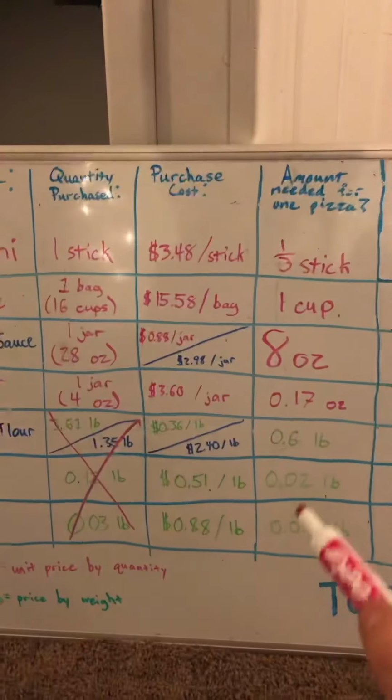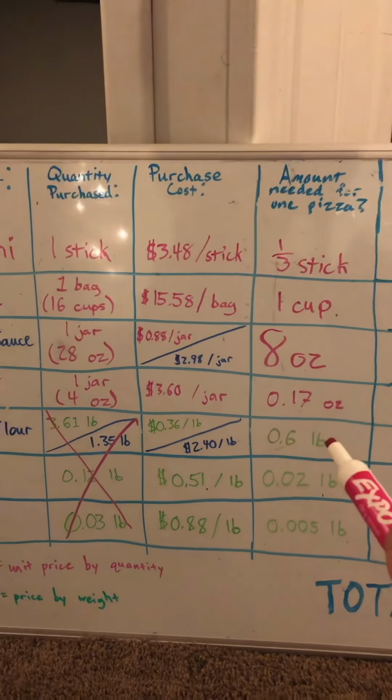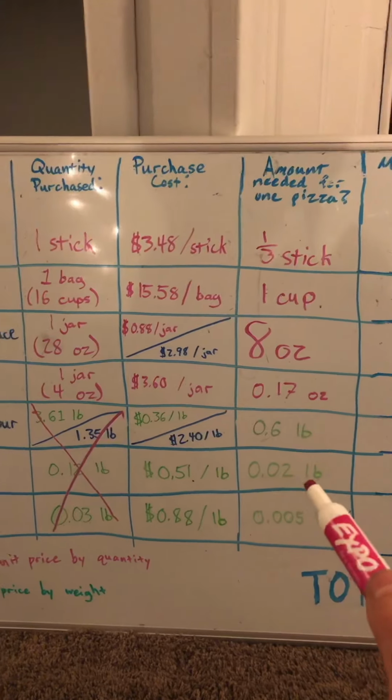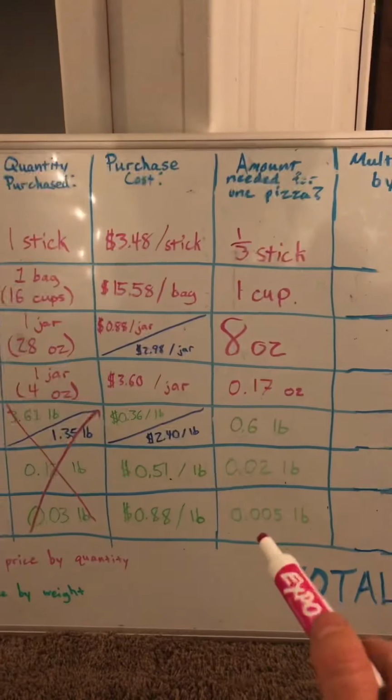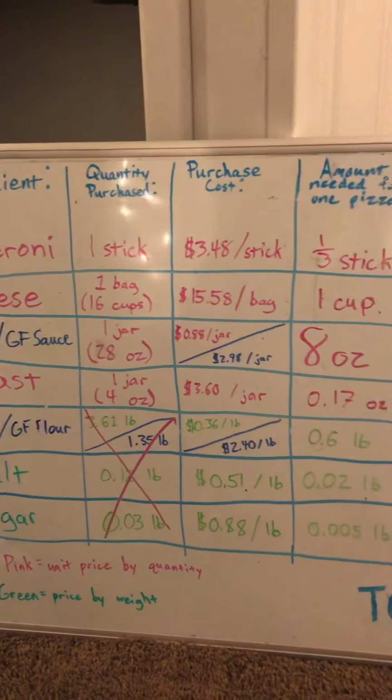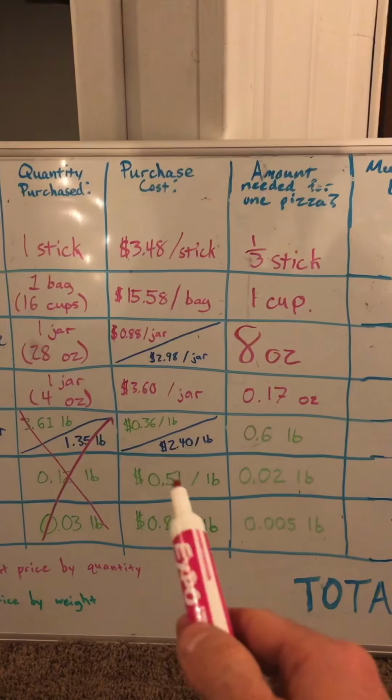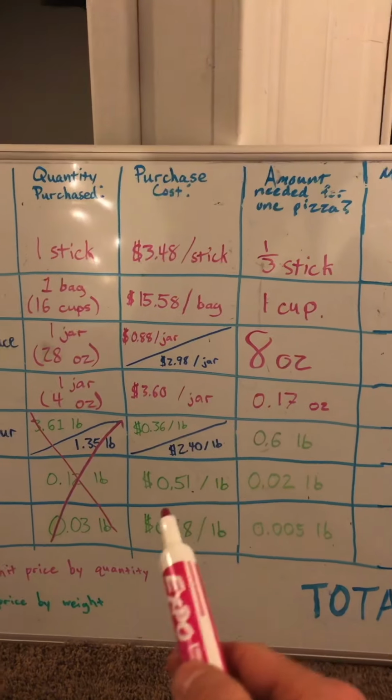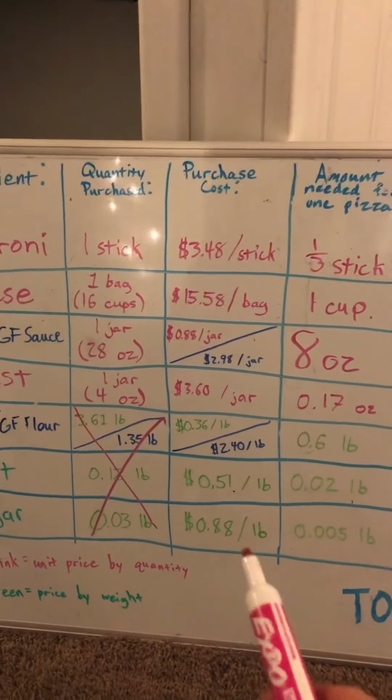For flour, we needed about 0.6 pounds of flour. We needed about 0.02 pounds of salt, and we needed about 0.005 pounds of sugar. And again, these are the prices there: 51 cents per pound for salt and 88 cents per pound for sugar.